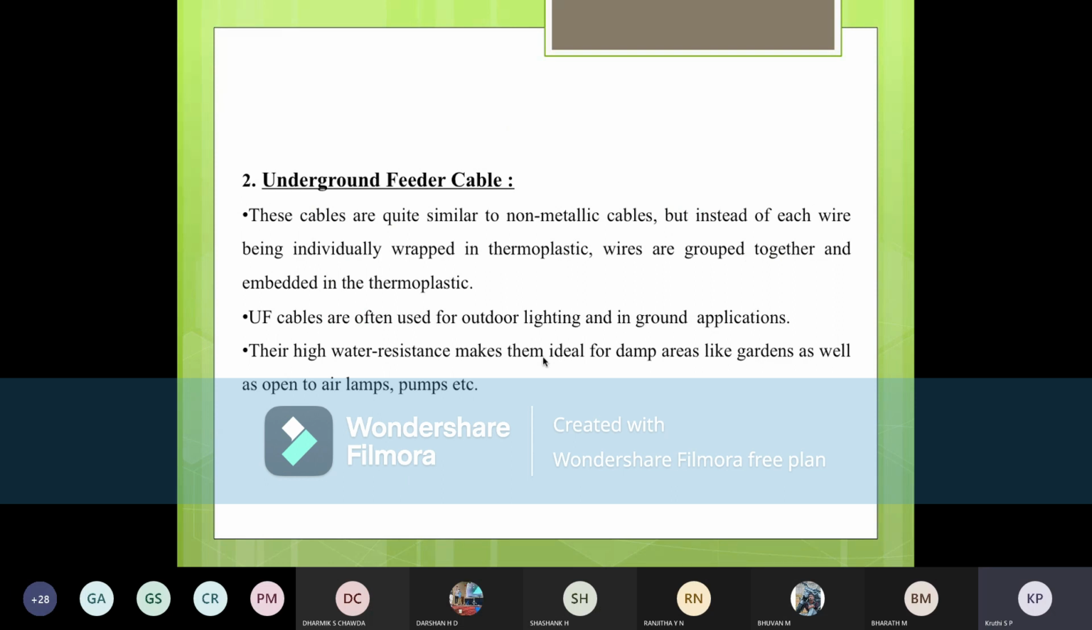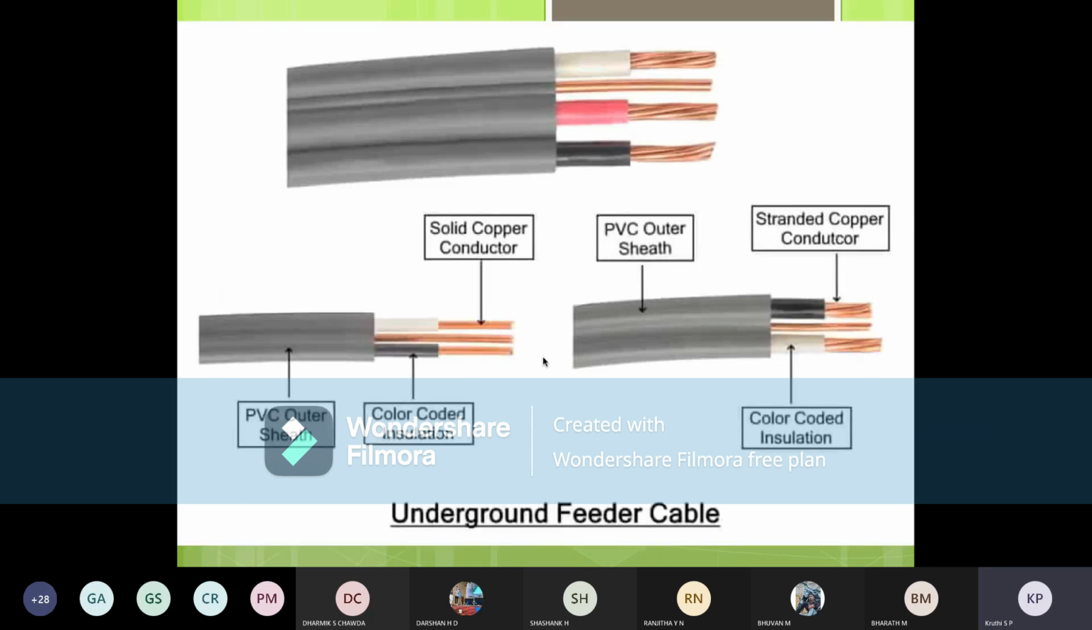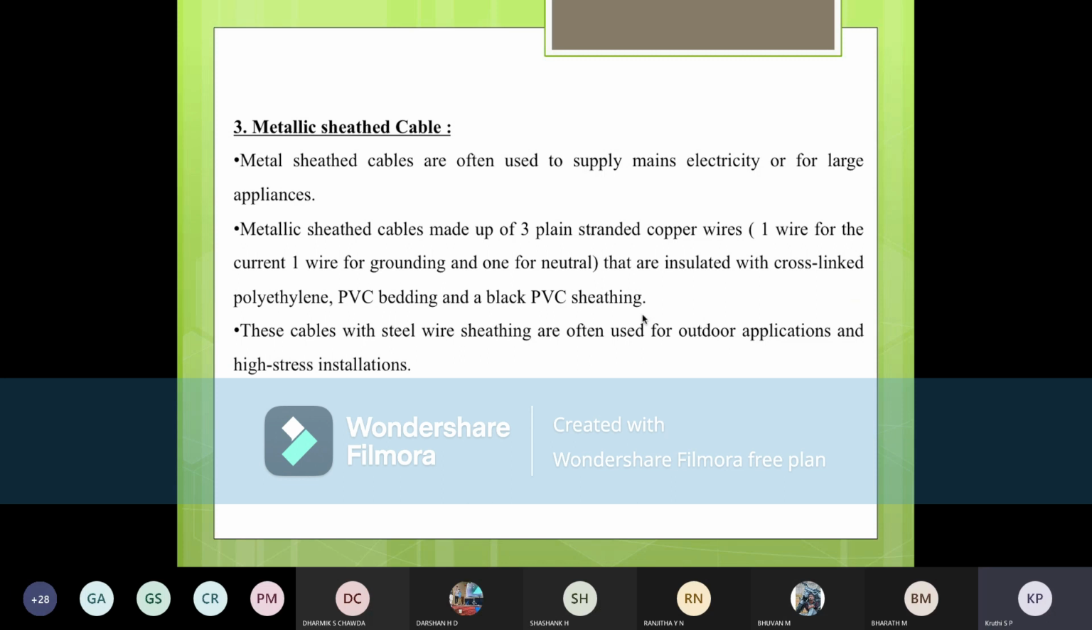When we speak about the difference between these two, the NM cable has a loose wrap of plastic sheet, but here it is tightly bound in the thermoplastic sheet. This is a PVC outer sheet, which looks like this. As it can withstand damp or wet conditions, we will be using it for outdoor lamp posts and gardening power supply, and so on. We will be using this kind of cable.